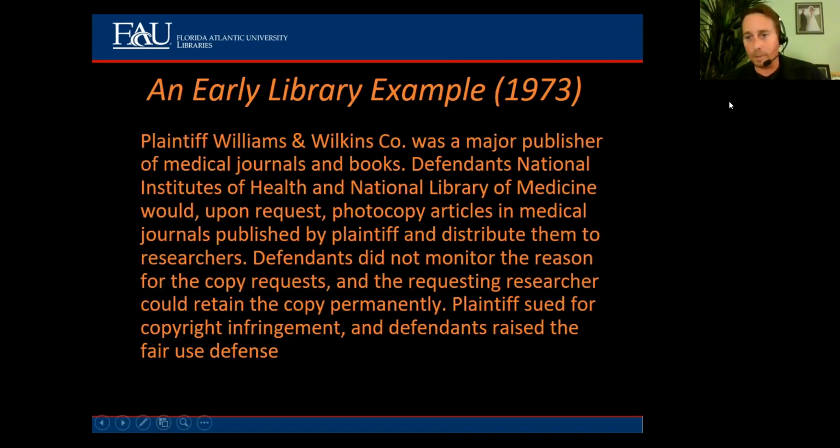And yeah, I am going to read this. The plaintiff, Williams and Wilkins Company, was a major publisher of medical journals and books. Defendants, National Institutes of Health and National Library of Medicine would, upon request, photocopy articles, does that seem familiar to anybody, in medical journals published by plaintiff and distribute them to researchers. Defendants did not monitor the reason for the copy requests, and the requesting researcher could retain the copy permanently. Plaintiffs sued for copyright infringement and defendants raised the fair use defense.